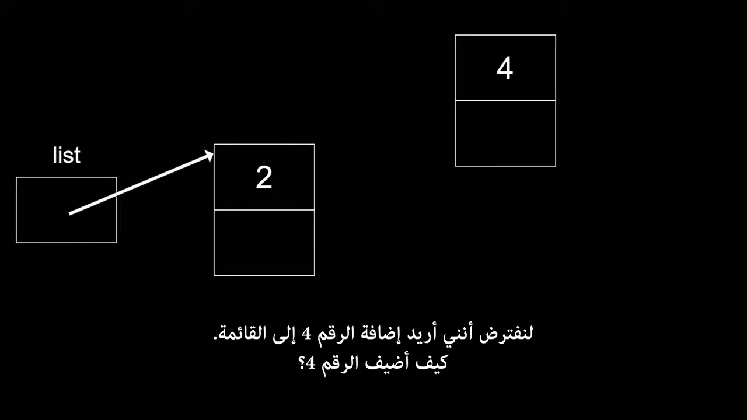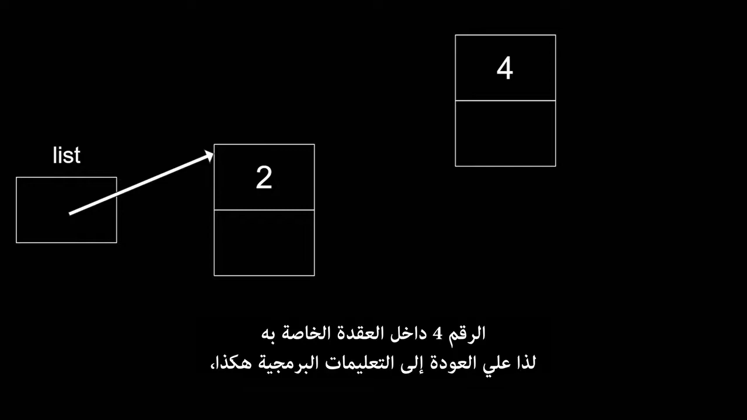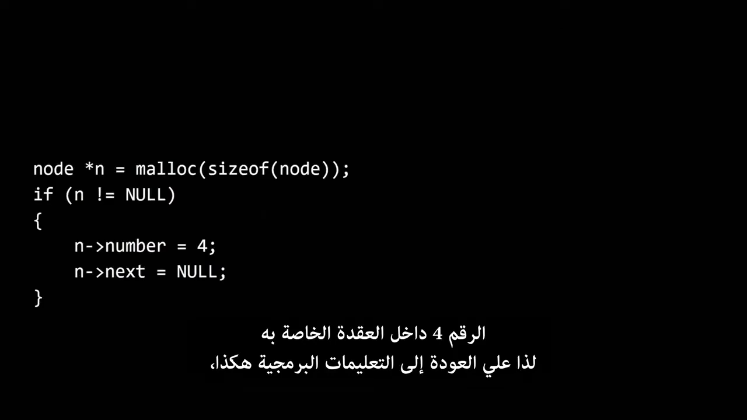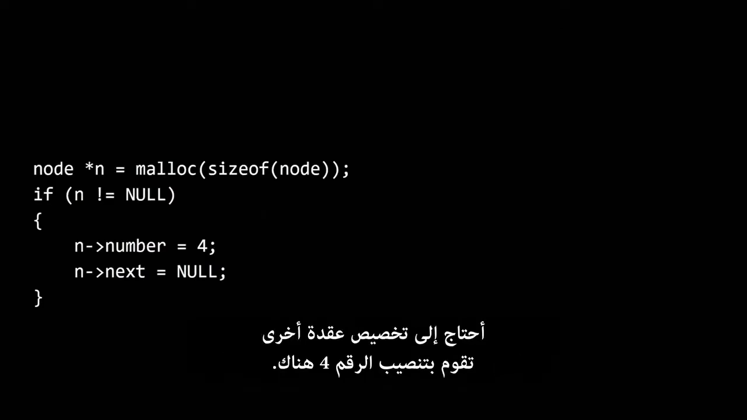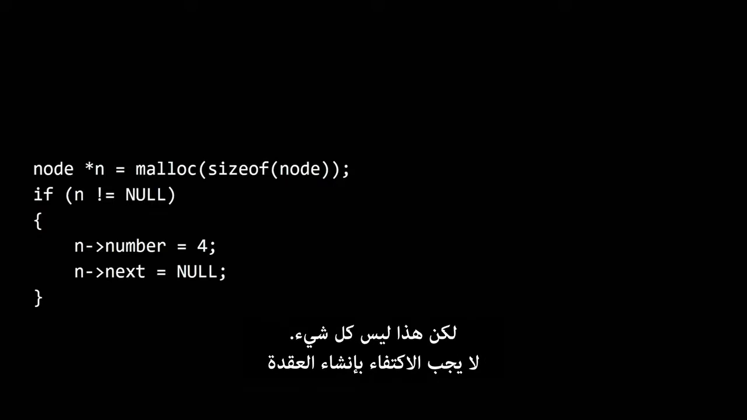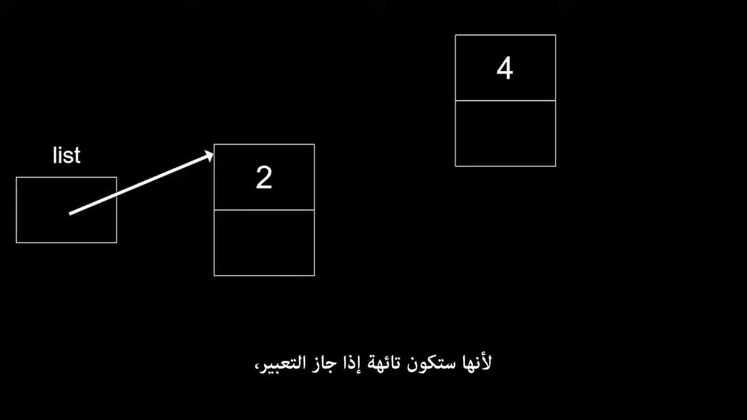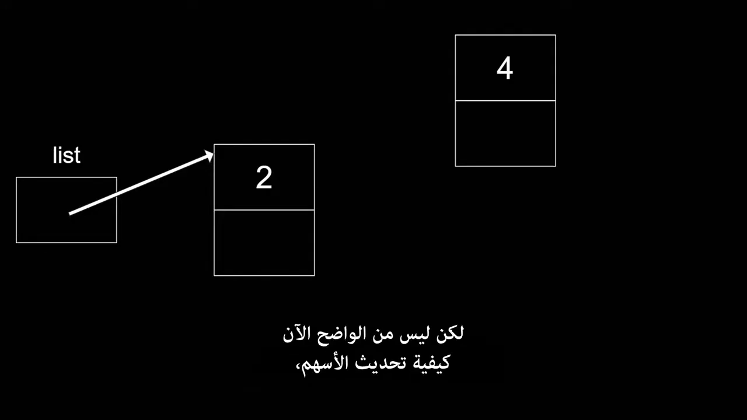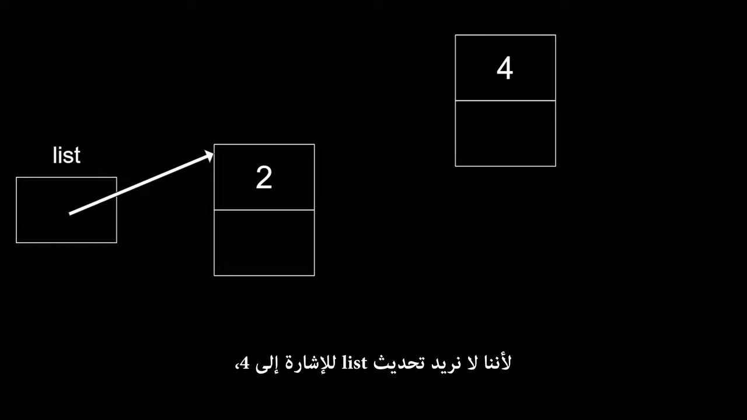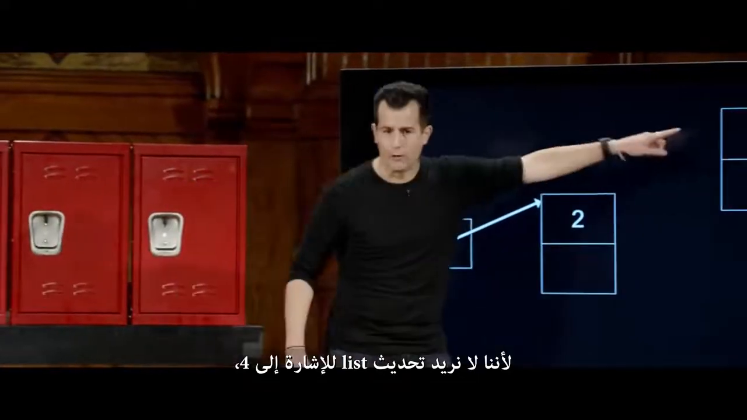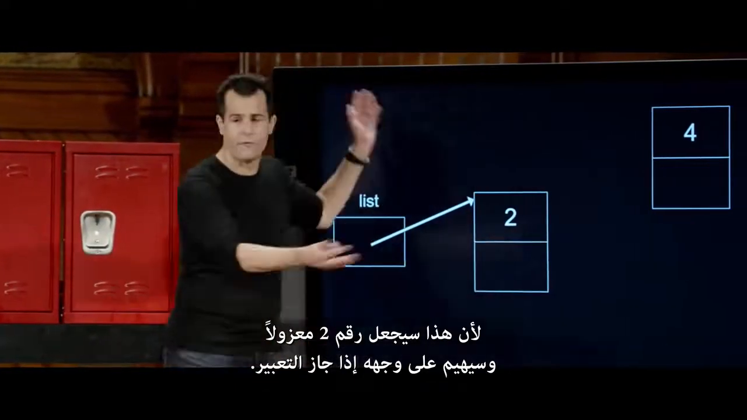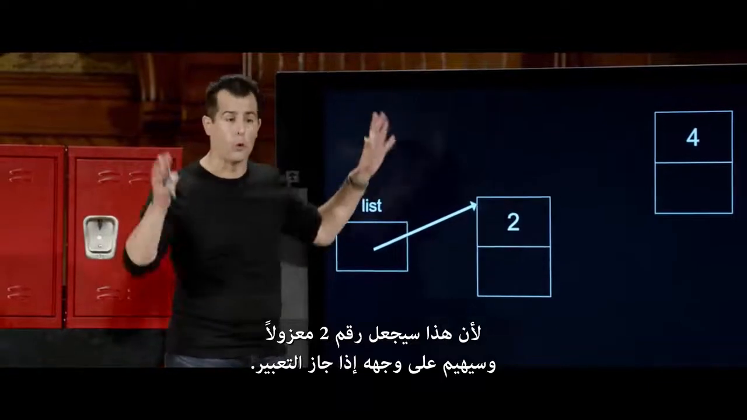Now let me do a couple of more operations. Suppose I want to add to the list the number 4. How do I add the number 4? Well, the number 4 is inside of its own node. So I have to go back to code like this. I need to allocate another node that installs the number 4 there. But that's not all. You don't want to just create the node because it's otherwise out there in no man's land, so to speak. We now need to add the arrow. But now it gets a little non-obvious how you update the arrows, right? Because I don't want to update list to point at 4, because that's going to sort of orphan, so to speak, number 2. And it's just going to float away conceptually.